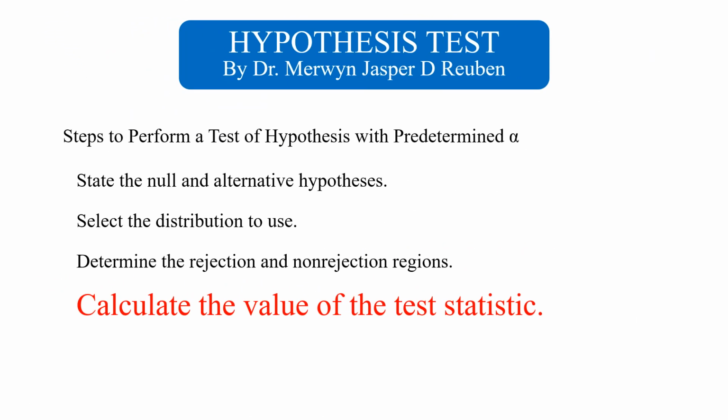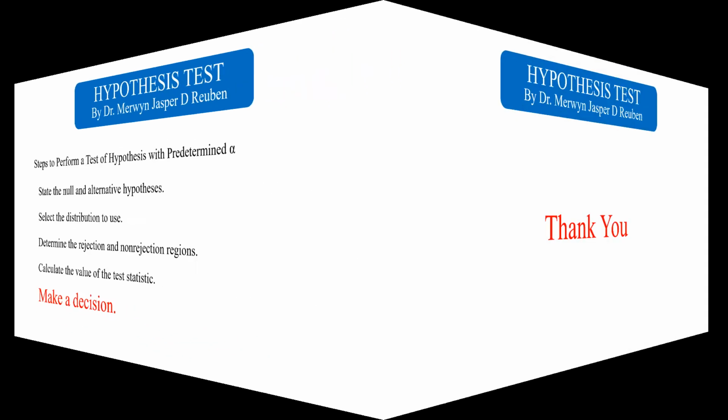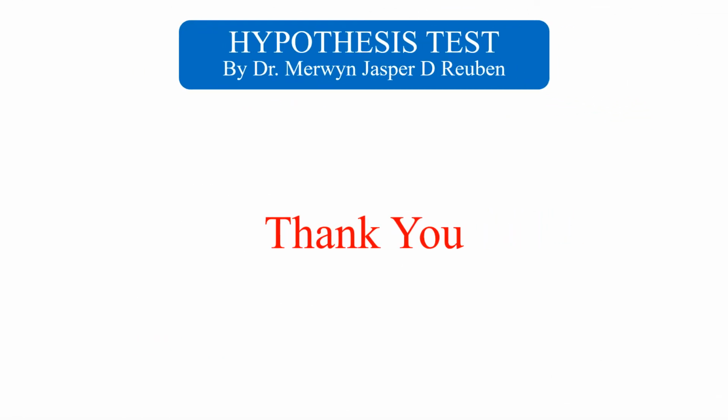Next, for the given problem, we calculate the test statistic. Then, based on the test statistic value and whether it is in the rejection region or non-rejection region for the null hypothesis, we arrive at a decision. This is an elegant way of carrying out the hypothesis test. So, I hope you understand the steps involved in carrying out the hypothesis test.